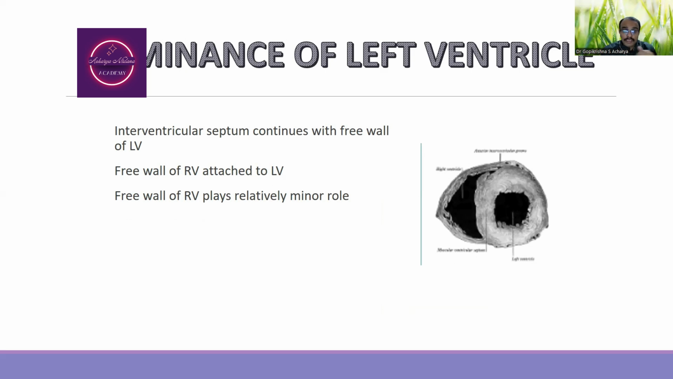When you think about the thickness of the right ventricle and left ventricle, the right is almost 1/3 of the left ventricle. Hence, that will be playing a very minor role in the pumping action of the heart. The one which is playing a major role is the left ventricle.